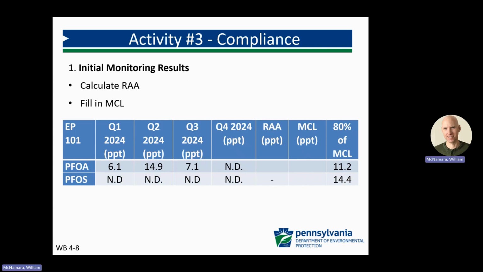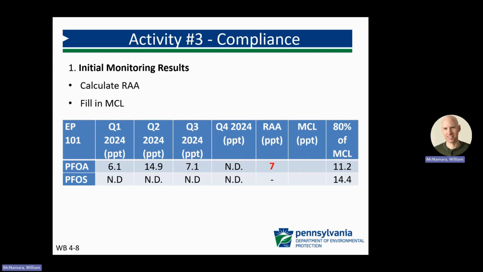Okay, so we're going to begin going over the answers for part 1 of the activity here. Rolling Embers water system is a groundwater system that serves approximately 1,500 people. They have one entry point, 101, and the system completed initial monitoring in 2024, so this table shows their data. For question 1, you're asked to calculate the running annual average for PFOA and PFAS and fill in the MCL for both.